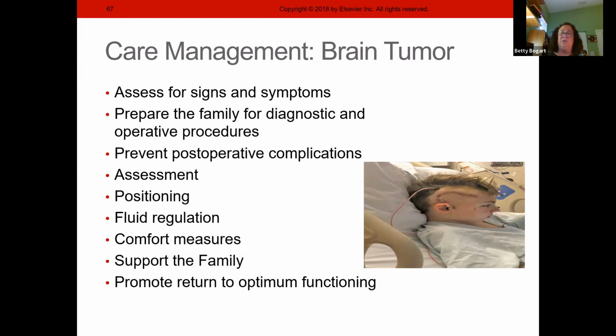Post-operatively, when you have a brain tumor removed, very important: how high can I put the head of the bed? What side can I put that child on, the affected side or the non-affected side? And remember, we've removed something from the brain, so really monitor intake and output, because we don't want too much fluid in there. Again, that can increase the pressure in the brain. We don't want to do that.